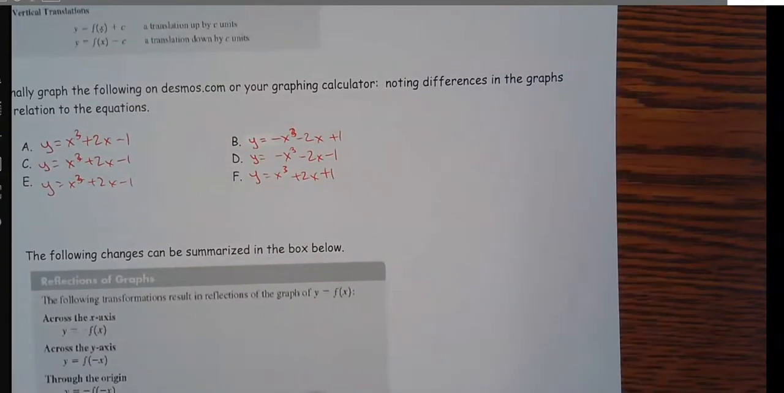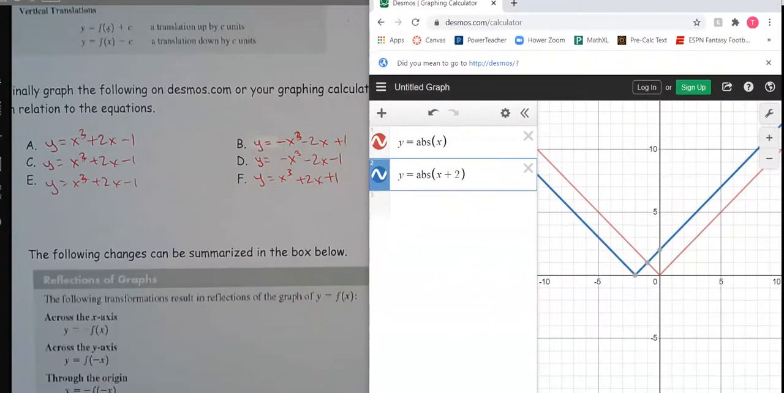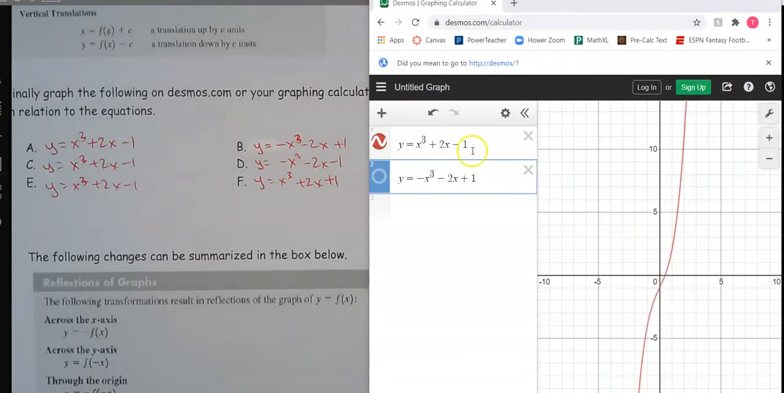I'll see if I can scoot these over enough and bring my Desmos back into the screen. I want to compare both of these. I'm going to do A to B first. Okay, so I got A typed in here, and then B. All I did, well, actually, not all I did, I changed all of the values, so positive to negative, positive, negative, negative, positive. So it's a situation where I literally took the opposite of the function.